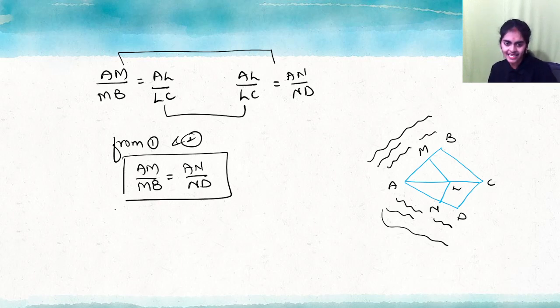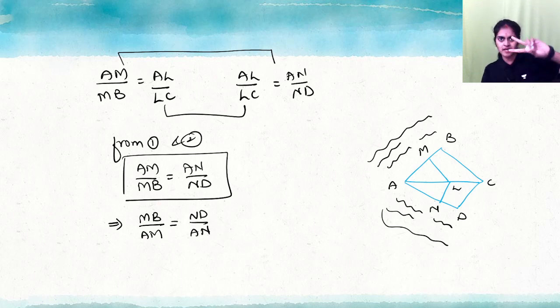So I want AM. So here let me just take the reciprocal. I will tell you why we are taking the reciprocal at the end of the solution. So I'm just taking the reciprocal on both the sides. AM by MB becomes MB by AM and AN by ND becomes ND by AN. So after you take the reciprocal, I just wanted the total AB and total AD.